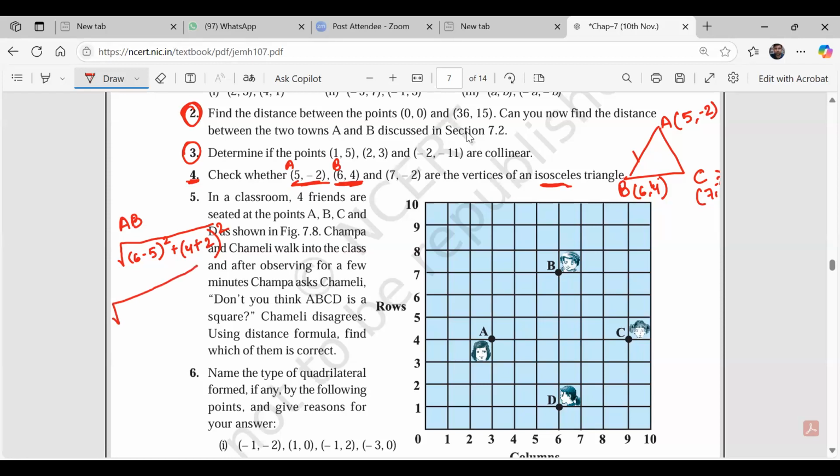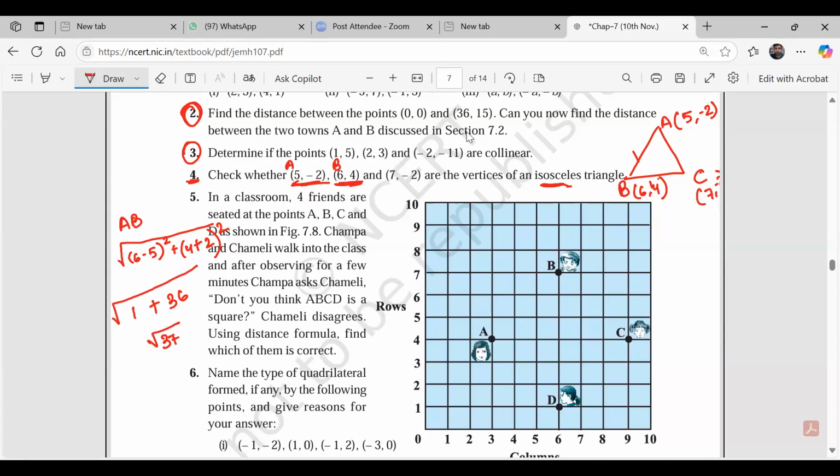Yes, ma'am. We have 6 minus 5 whole square, which is just 1 square, that means 1, and 4 plus 2, that means 6 square, which will be 36. Actually we are getting root 37. We understand this is not a perfect square number, so we won't be able to simplify it more.